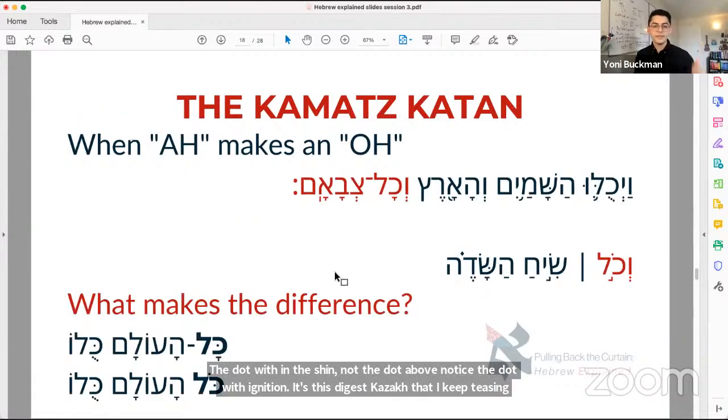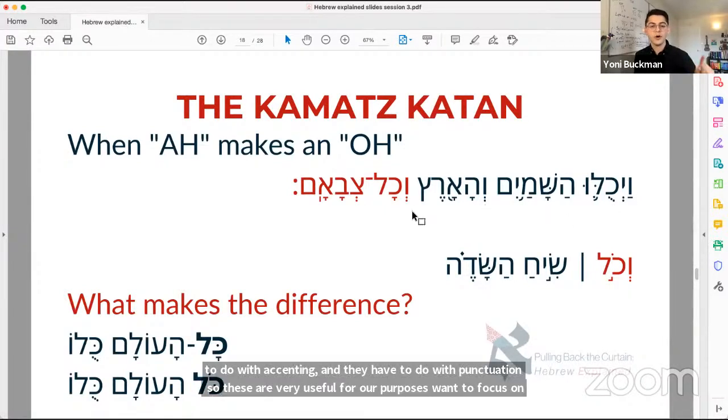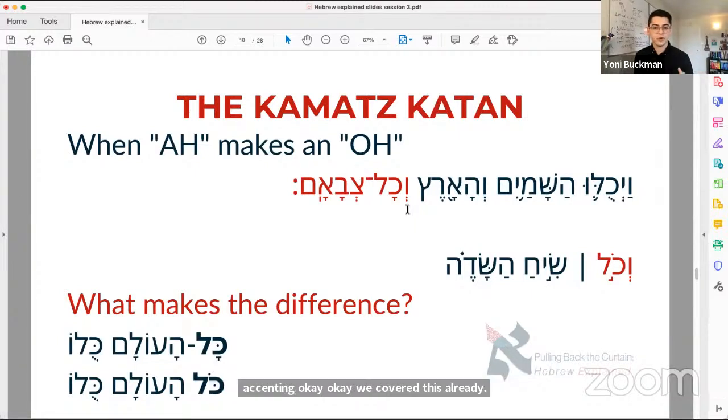Great. Here we go. We've got the kamatz katan. Now we're going to start solving our mysteries. So when the a vowel makes an o sound, we all know this phrase. This is from the book of Genesis, in our Kiddush on Shabbat: Vaychulu hashamayim v'ha'aretz v'chol tziva'am. You have this T vowel. It's supposed to make an A. Why isn't it making an O?